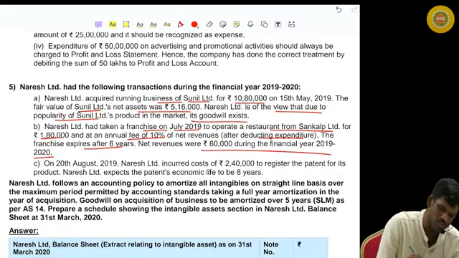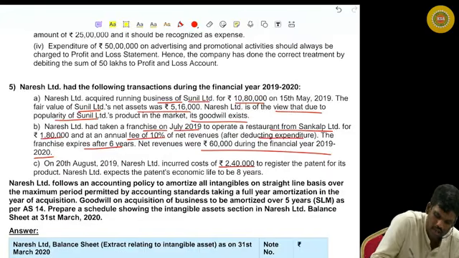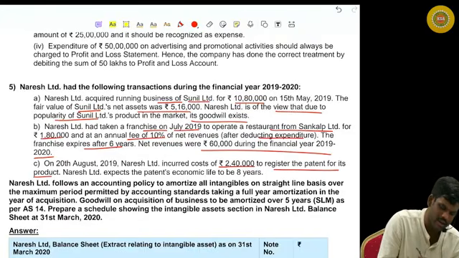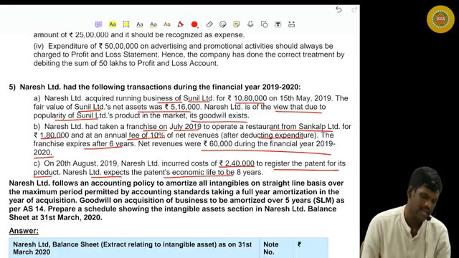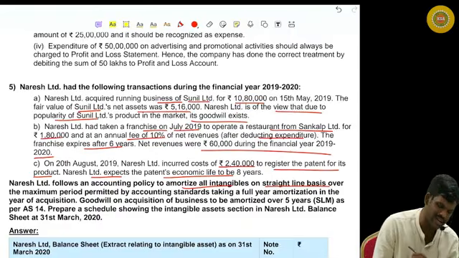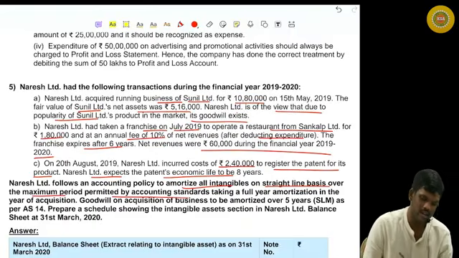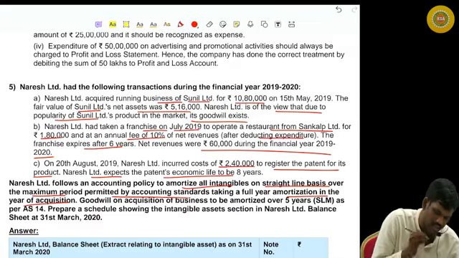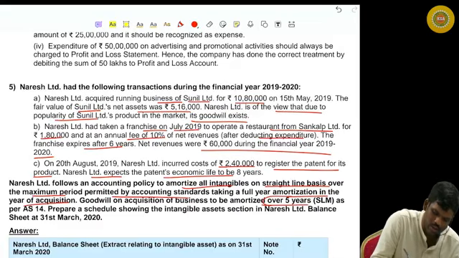On 20th August 2019, Naresh Limited incurred a cost of rupees 2 lakh 40 to register the patents for its product. Naresh Limited expects the patent's economic life to be 8 years. Naresh Limited follows an accounting policy to amortize all intangibles on a straight line basis over the maximum period permitted by accounting standards, taking a full year amortization in the year of acquisition. Goodwill on acquisition of business is to be amortized over 5 years.